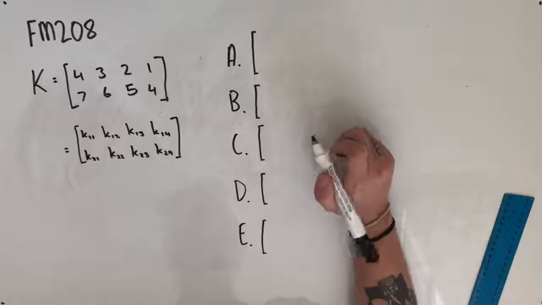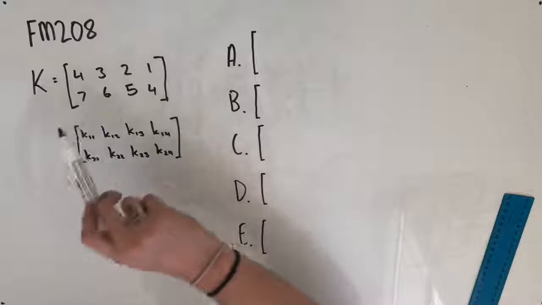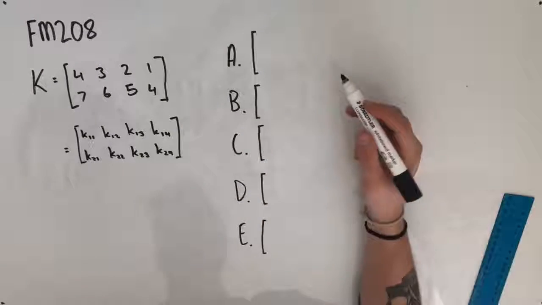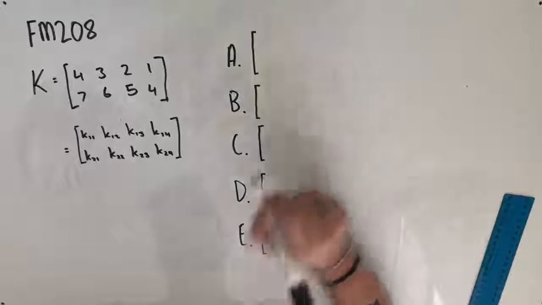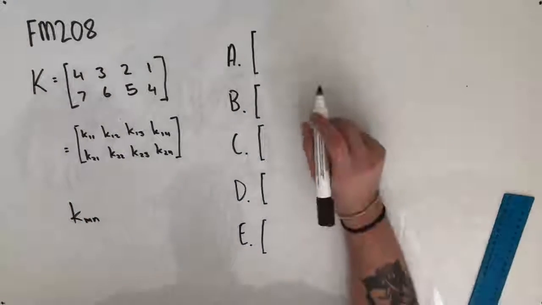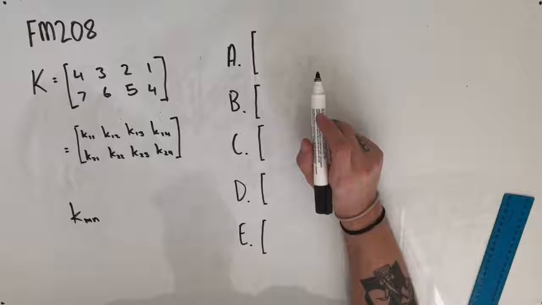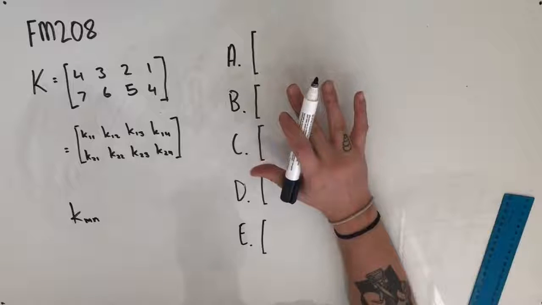So this question reads, let K equal this matrix here: 4, 3, 2, 1, 7, 6, 5, 4. The element in row m and column n is written K_mn. The elements of K are determined by the rule, and then we're given 5 different rules that this could be determined by.